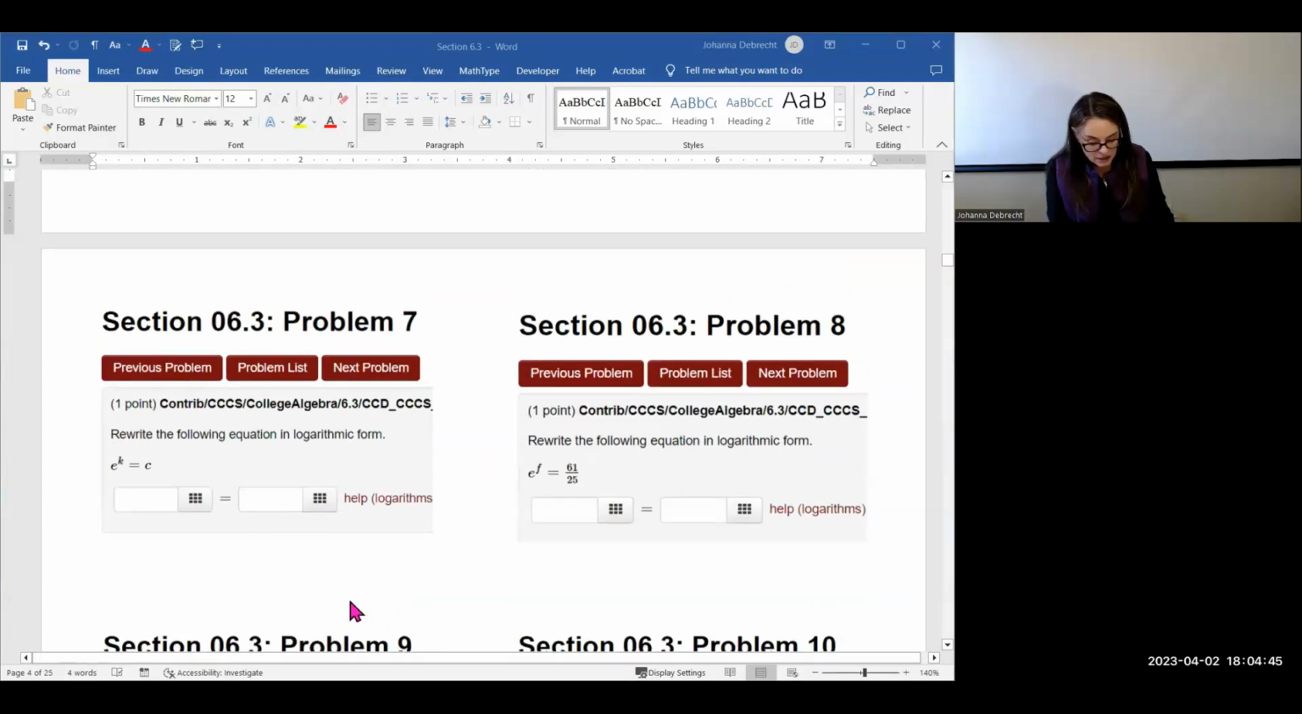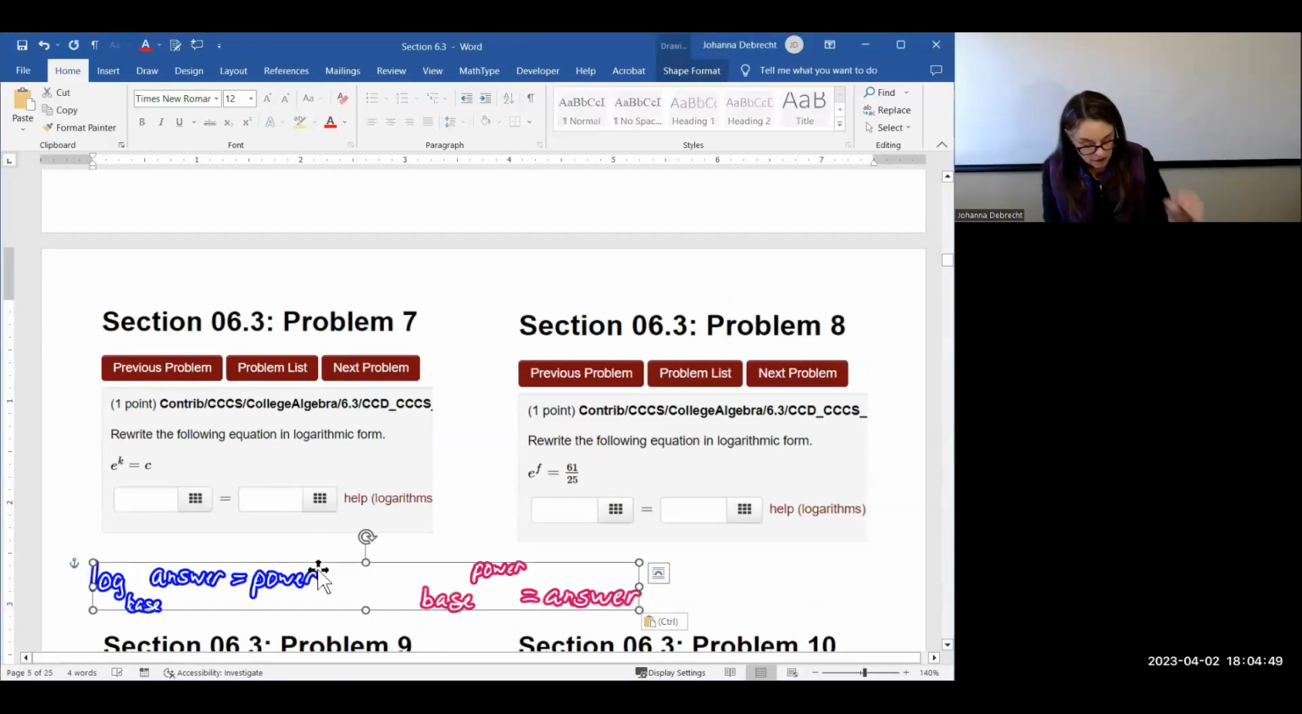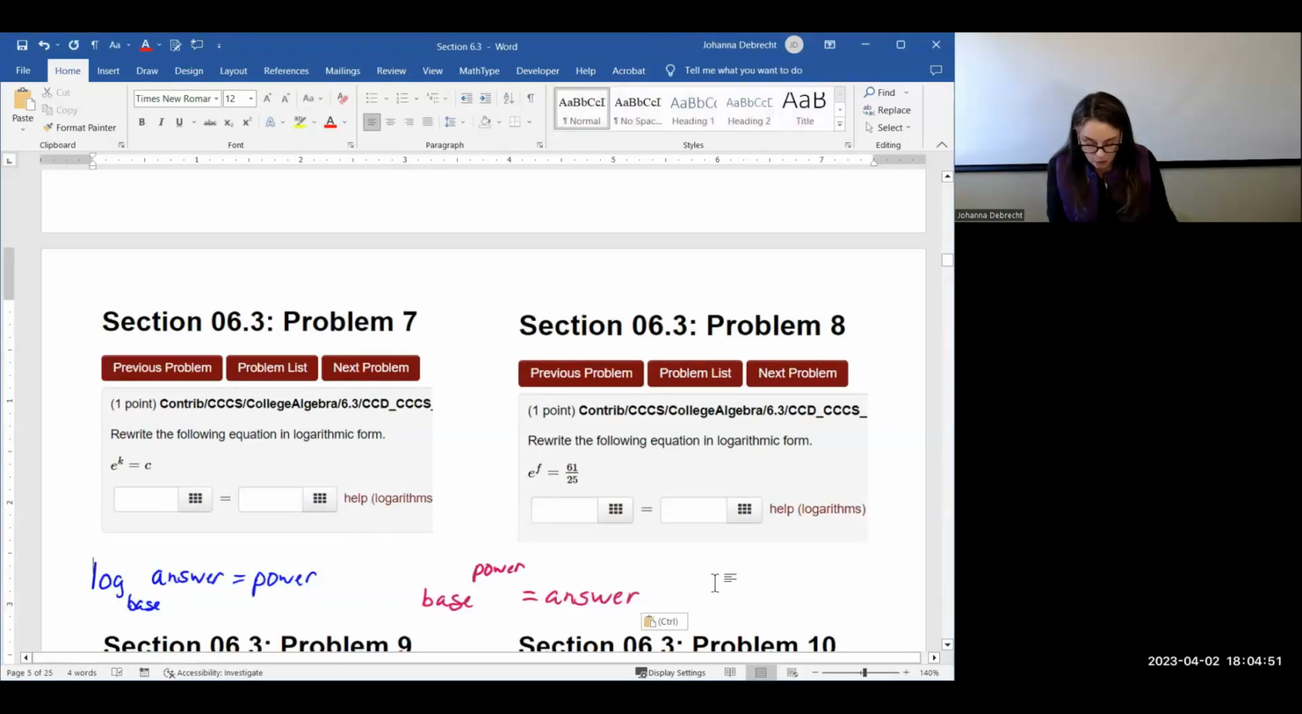So let's take a look at this one right here. I'm again going to put in our little helper to help us remember how to do this. So I want to convert this to logarithmic form. Now it's in exponential because I can see the exponent, but this time the base is e. So that is Euler's number, 2.71828182845, blah, blah, blah. Goes forever.